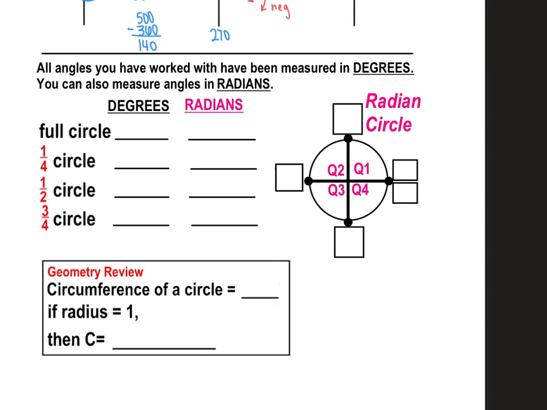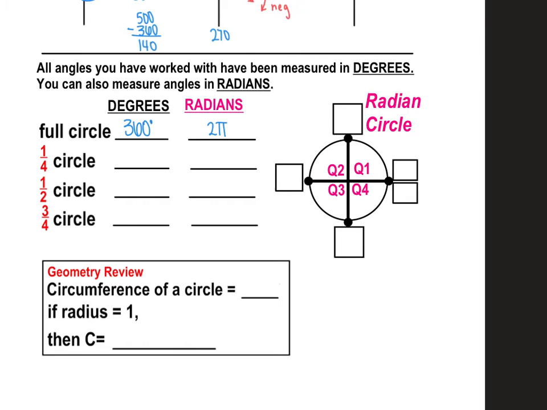So we've been talking about degrees. We just worked with graphing degrees. Now we're going to talk about radians and how they relate to each other. We did talk about this earlier very briefly, that a full circle will have 360 degrees, but it'll also have 2 pi radians. So we're going to have 360 degrees, and that's equivalent to 2 pi radians.